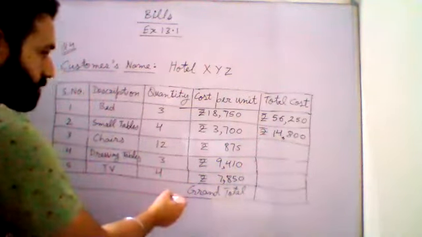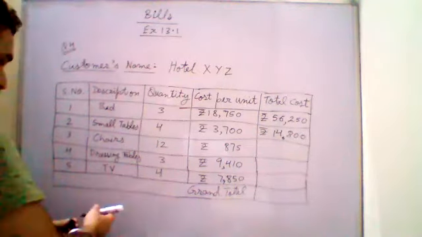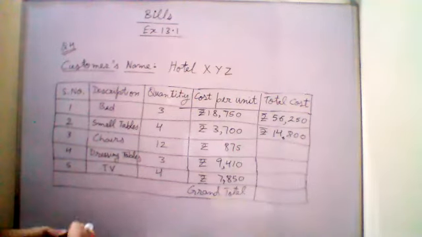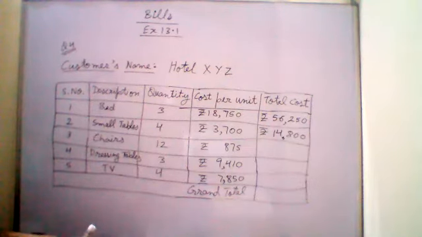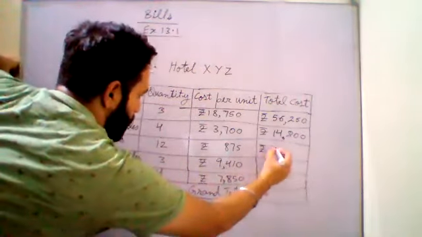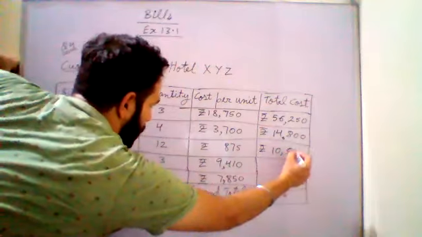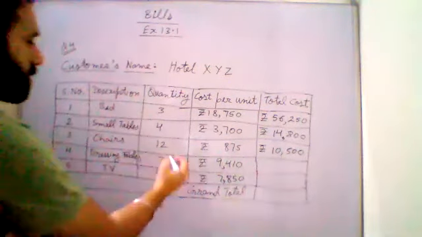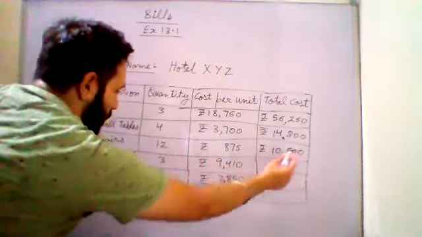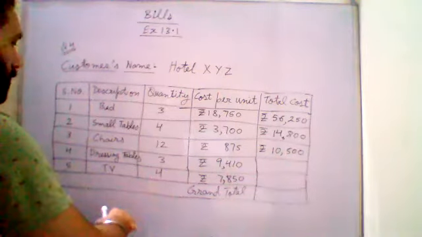Cost of 12 chairs. 10,500. Let me just check. Multiply 12 and 875. 12 multiplied by 875 is 10,500. Yes. So this is the cost of 12 chairs.